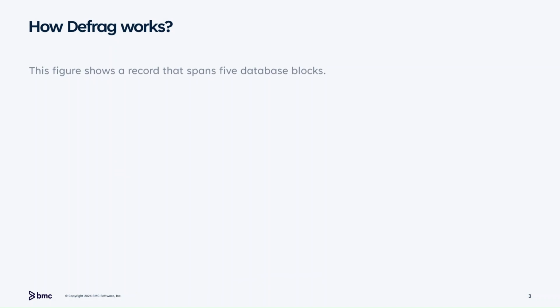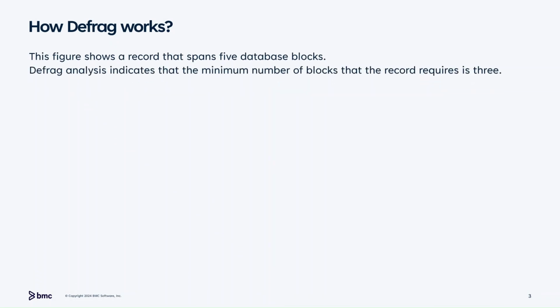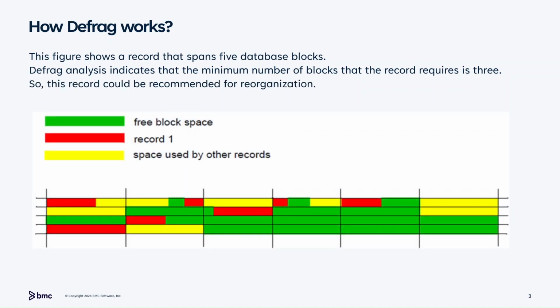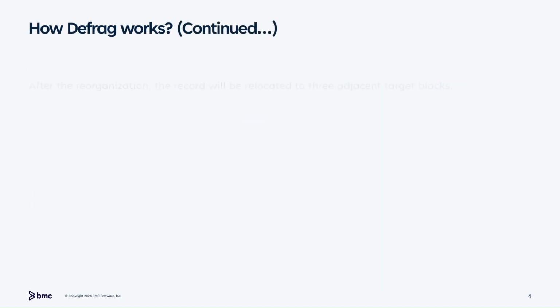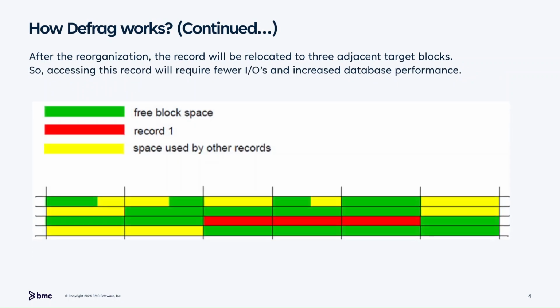Let's understand how Online Defrag works with the help of an example. The below figure shows a record that spans 5 database blocks. Defrag analysis indicates that the minimum number of blocks that the record requires is 3. So, this record could be recommended for reorganization. After the reorganization, the record will be relocated to 3 adjacent target blocks. So, accessing this record will require fewer input-outputs and increased database performance.